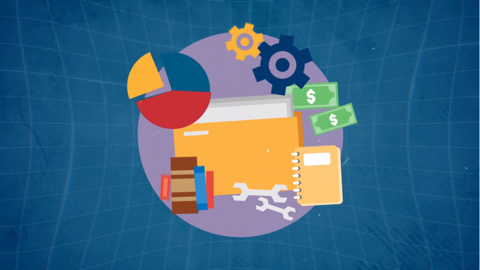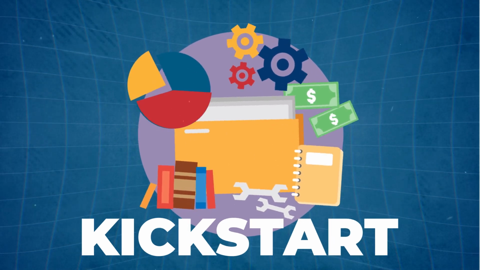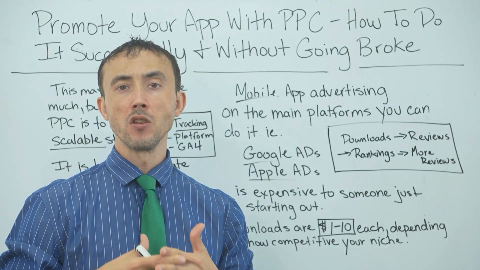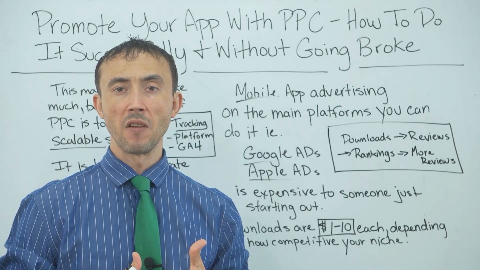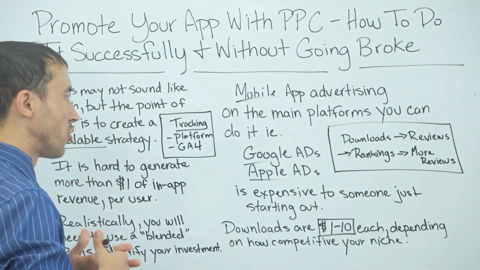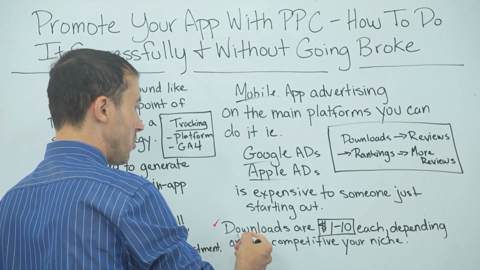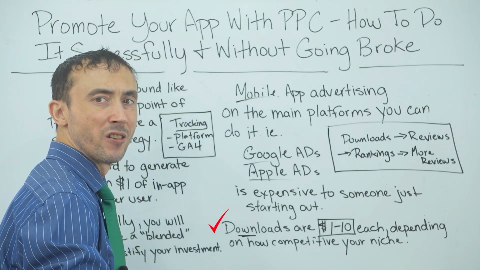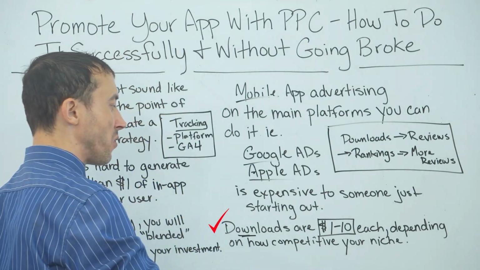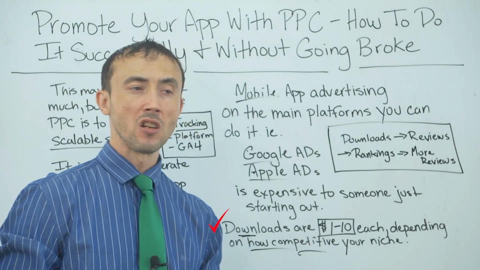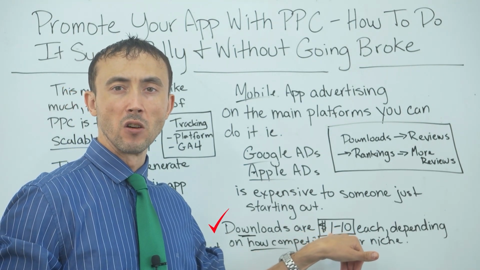That can already be enough to kickstart the whole process of building up your mobile app and the company that revolves around it. It's all about how you utilize that budget to get the most out of it. The better you utilize it, the quicker you're going to grow that mobile app. Just to tell you up front, downloads via these two sources are going to be somewhere between $1 and $10 per download, depending on how competitive your niche is. If you're in a niche that has no competition, certainly you could be at $1 a download easily.